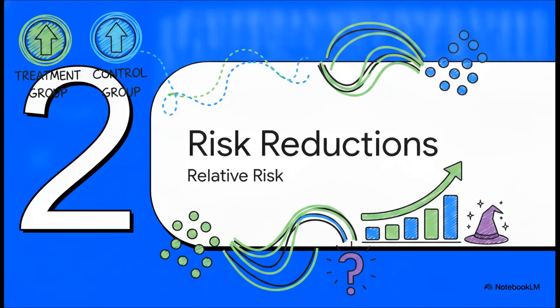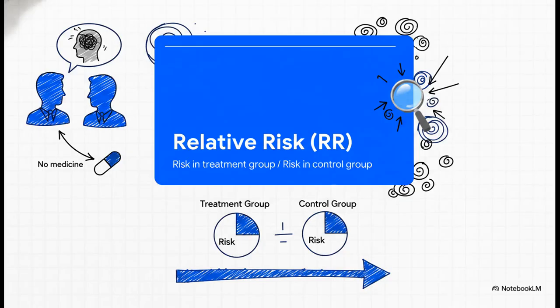Moving right along to Section 2. Risk reductions, relative risk. Now let's see how our foundational numbers build when we start comparing a treatment group to a control group, because this is where the magic of clinical trials actually happens. Here we have the formula for relative risk, or RR. It's simply the risk in the treatment group divided by the risk in the control group. It measures the probability of an event happening with the active drug compared to the placebo.